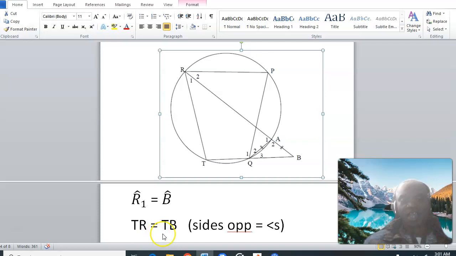Then it means TR is equal to TB. Side opposite equal angle. So if the angles are equal, it means the sides are equal. So this time it's not angle opposite equal side, it's side opposite equal angle.